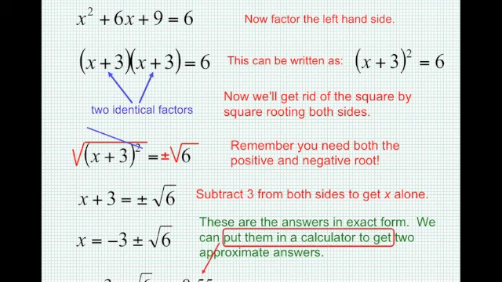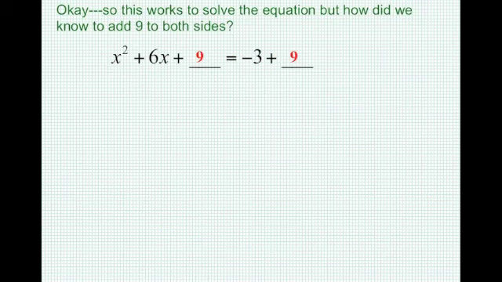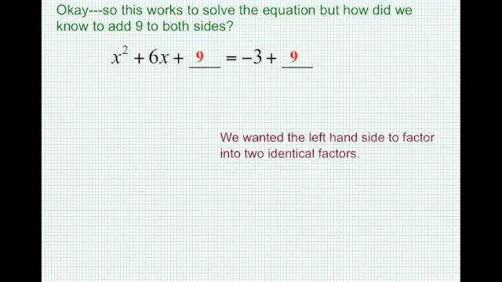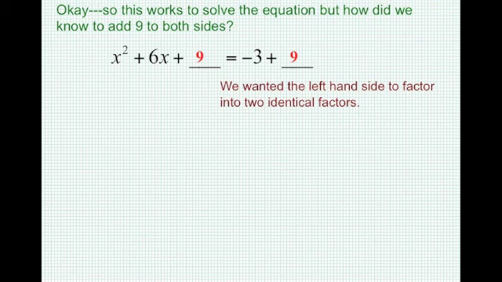We can put them into the calculator to get the two approximate answers. Okay, so this works to solve the equation, but how did we know to add 9 to both sides? We wanted the left-hand side to factor into two identical factors.